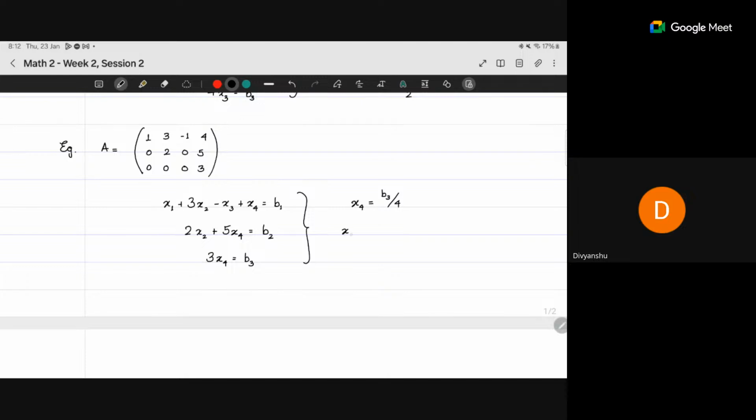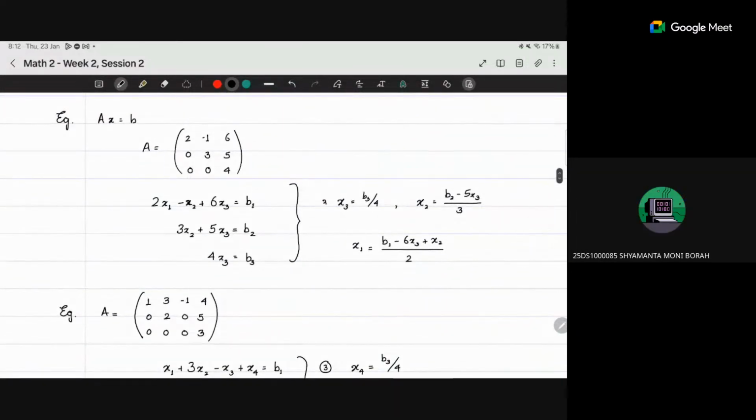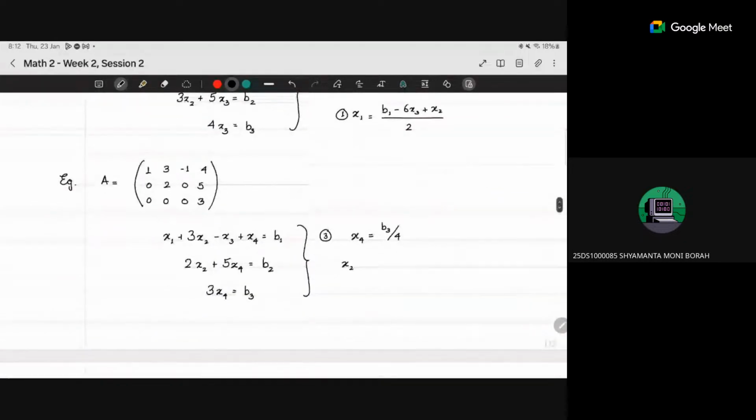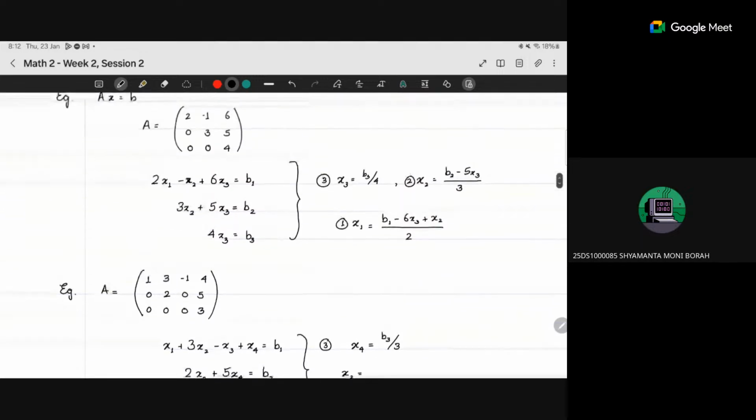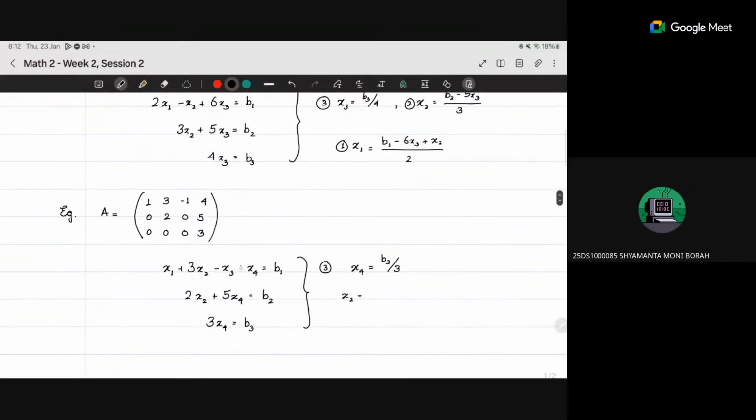And the next one would be x2. If I substitute this in equation 2, let me write b3 by 3. This is from equation 3, this is equation 2, and this is equation 1. In the first equation, it is x1 plus 3x2 minus x3 plus 4x4 equal to b1.